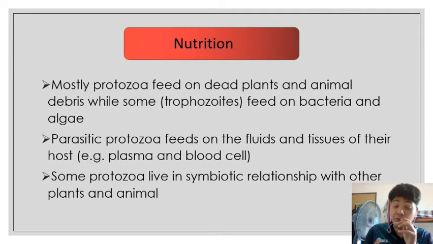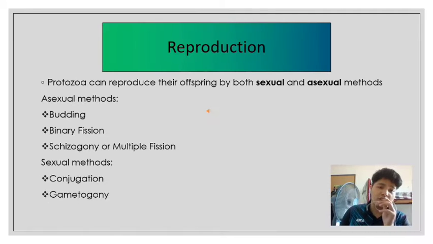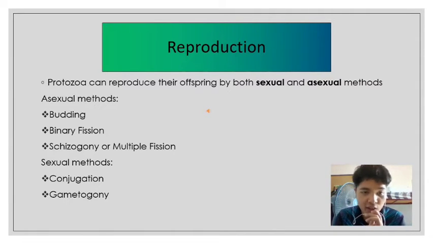How do protozoa get their nutrition? Mostly, protozoa feed on dead plants and animal debris, while some, which are trophozoites, feed on bacteria and algae. Parasitic protozoa feed on the fluid and tissues of their hosts, for example, plasma and blood cells. Some protozoa live in symbiotic relationships with other plants and animals. Protozoa can reproduce by both sexual and asexual methods. Asexual methods include budding, binary fission, and schizogony or multiple fission. For sexual methods, they go by conjugation and gametogony.